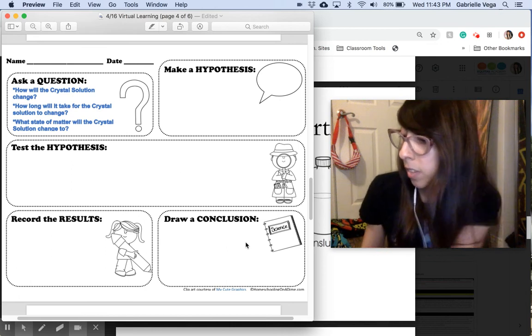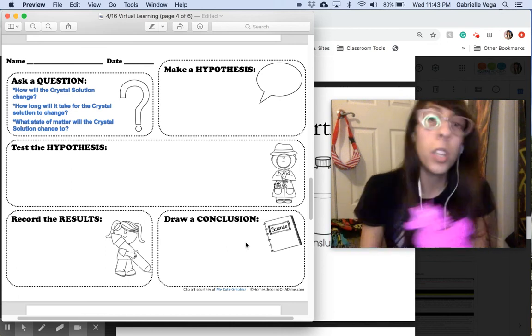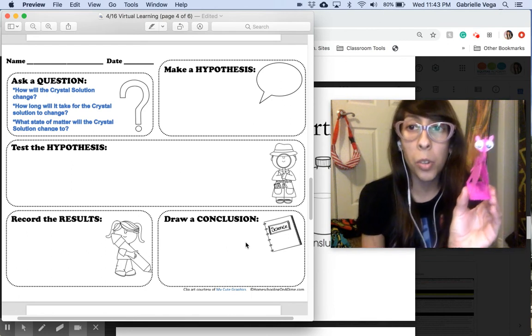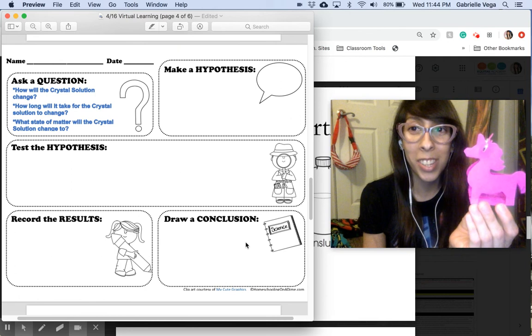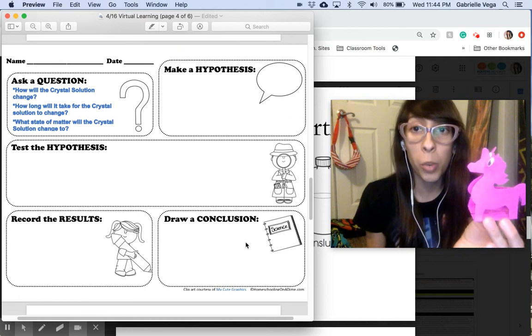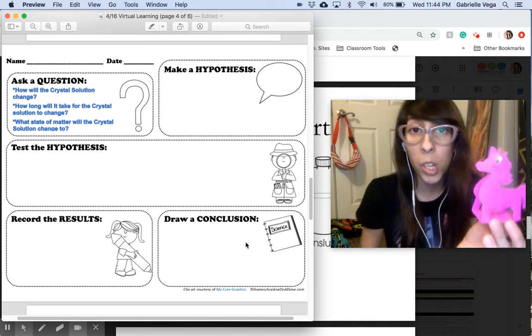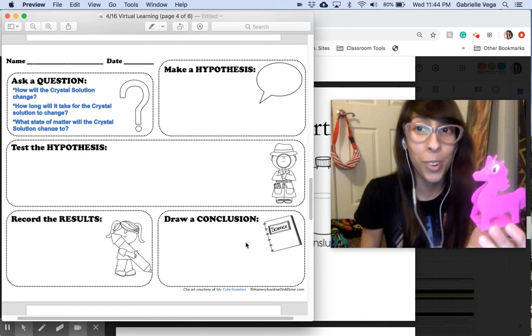We have a couple of different materials here that we're going to use. We have a little unicorn here, some eyeballs there. That's what our unicorn looks like. We're actually going to try and grow crystals on the unicorn. So we're going to make a crystal unicorn.